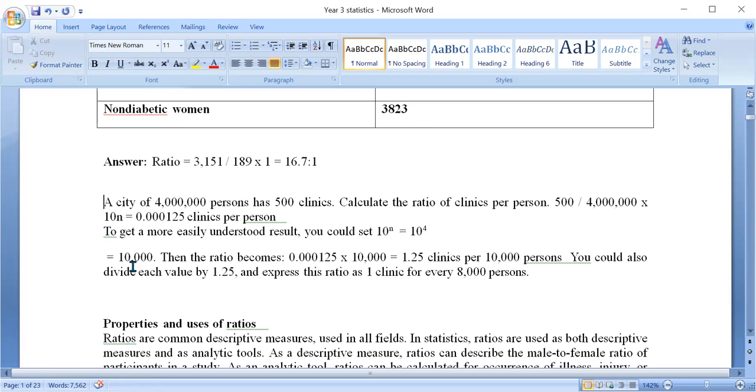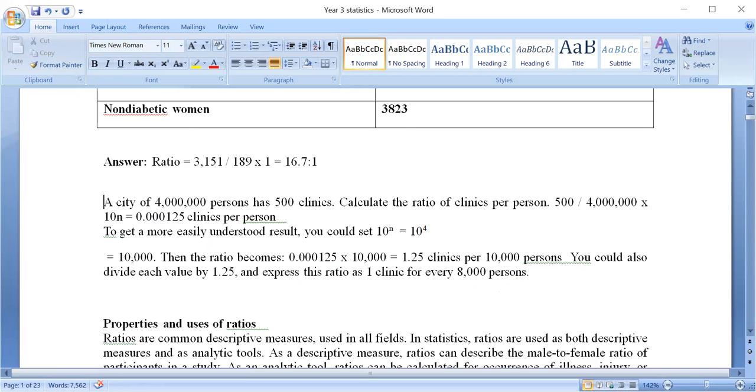So we multiply, because we want to remove this zero here. If you count it, this is 1, 2, 3, 4, 5. So that's why we're using 10,000. Then the ratio becomes 0.00125 times 10,000, which will now give us 1.25 clinics per 10,000. You see, by introduction of this 10,000, we're trying to make it comprehensive.